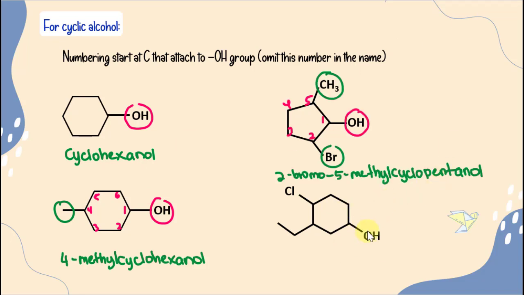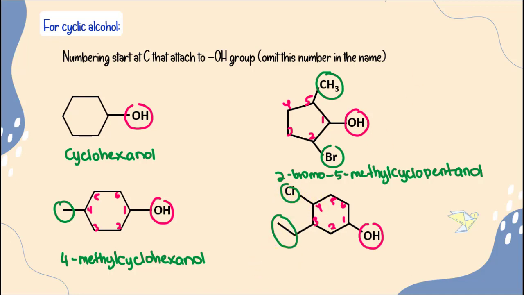And for the last example, this is our OH group. So the carbon attached to it will become our first carbon. The first substituent, we should meet as close as possible. If we number clockwise like this, 2, 3, 4, 5, 6, so we have to number like this. Since we have ethyl and chloro, alphabetically chloro comes first before ethyl, C comes first then E. As a single word, we name chloro first.